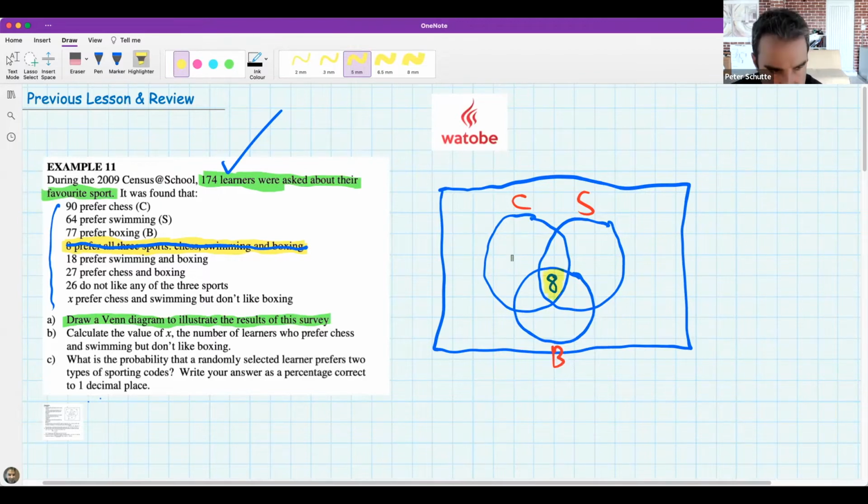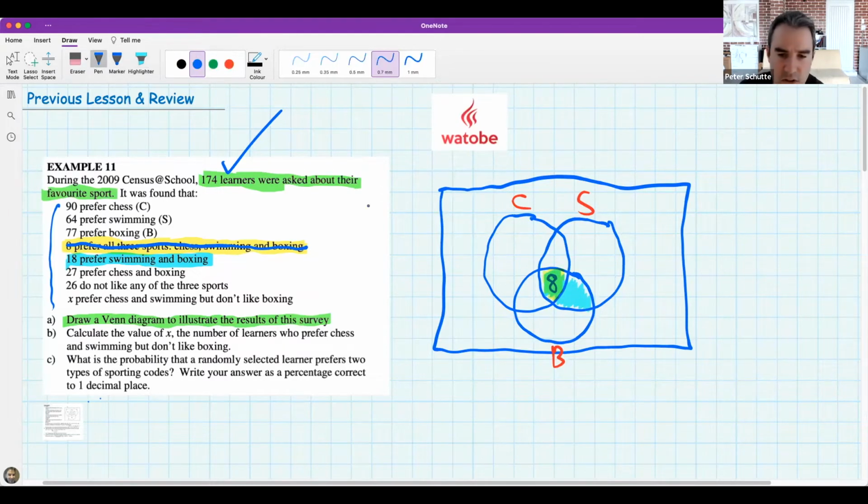Take 2 minutes now and let's focus on one thing. 18 prefer swimming and boxing. What can you do with that information to help you? I want you to think about that. How can you use the 18 who prefer swimming and boxing? Where will swimming and boxing be? Swimming and boxing will be over here, and you know that bit is 18.